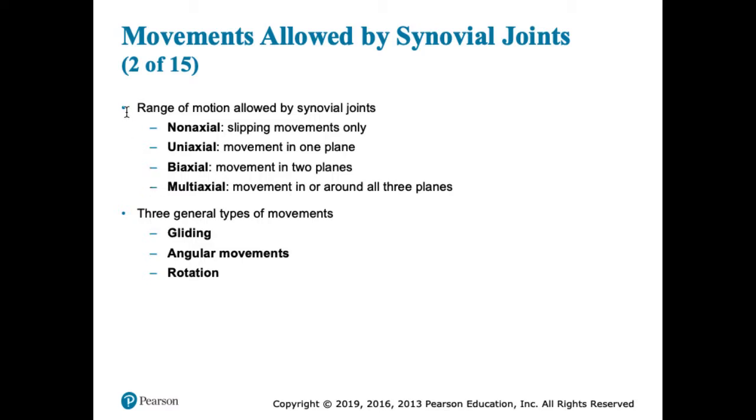So the range of motion allowed by the synovial joints, you can have non-axial, which are just slipping movements. You can have uniaxial, which is movement in one plane, biaxial, which is movement in 2 planes, and multiaxial, which is movement around 3 different planes, or all 3 planes, I should say. So the general types of movement are gliding, angular, and rotation.